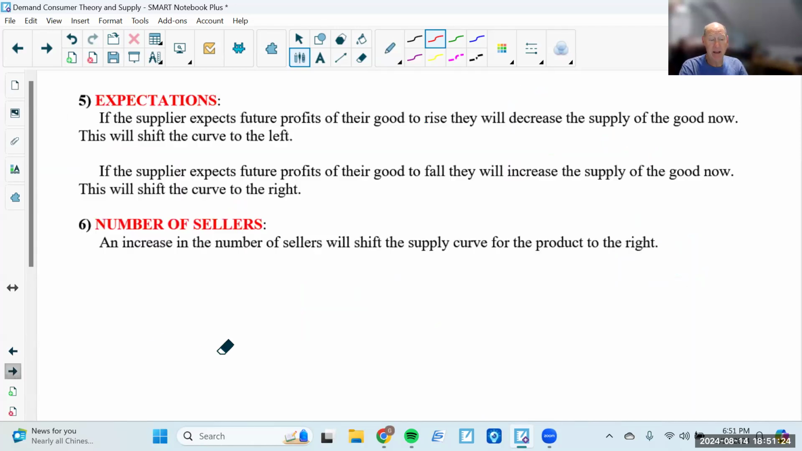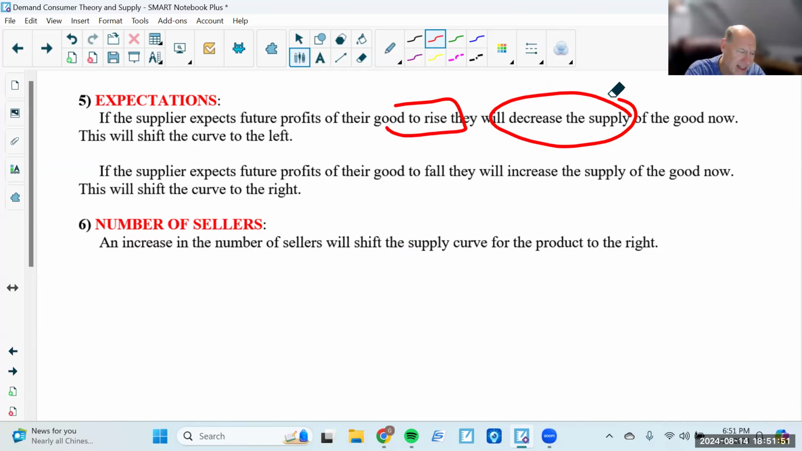Okay. Next is expectations. Just like us, if we expect the price to rise in the future, we run out and buy it right now. If a supplier expects the price to rise in the future, they don't want to sell it now. They'll wait till the price is higher. Why would they sell it to you today if they can get a higher price tomorrow? So if you expect the price to rise in the future, you will actually decrease your supply now. And the number of sellers: the more sellers, supply shifts to the right; fewer sellers, the supply curve shifts to the left. All right, that's your determinants of supply.